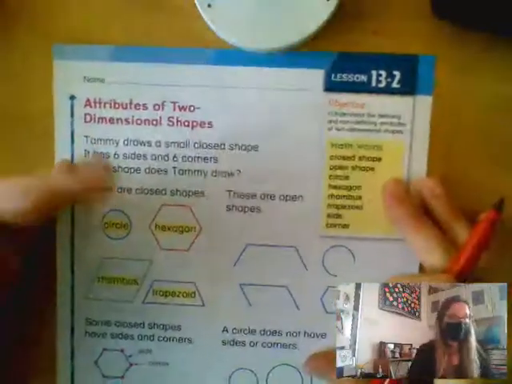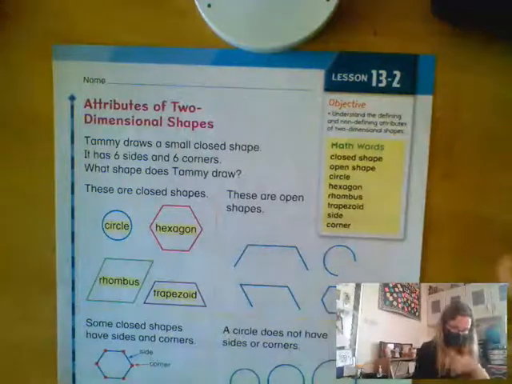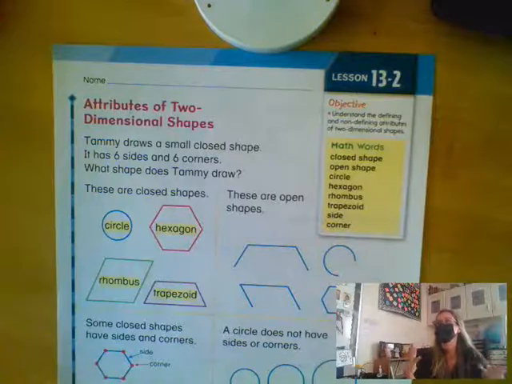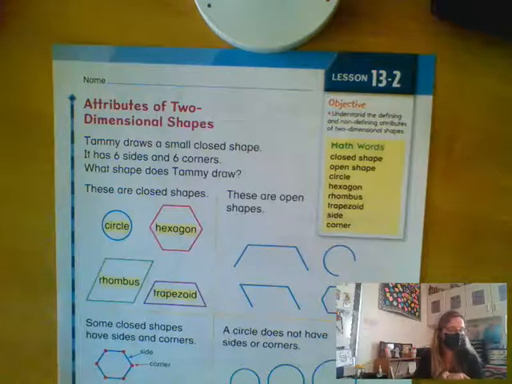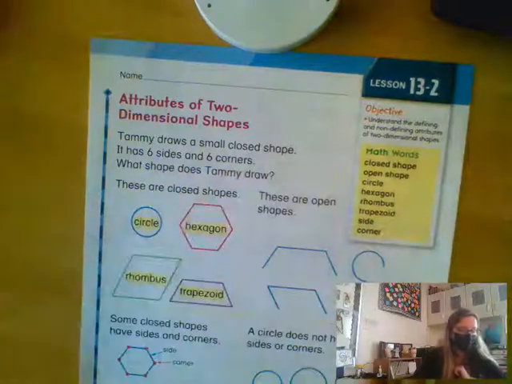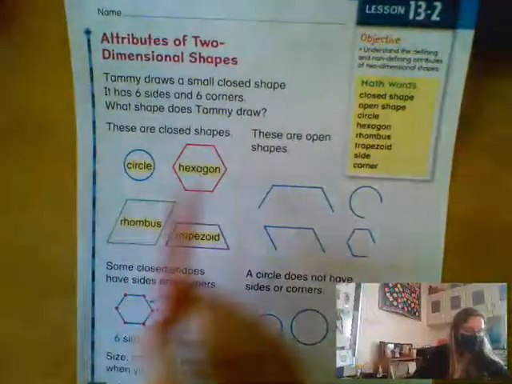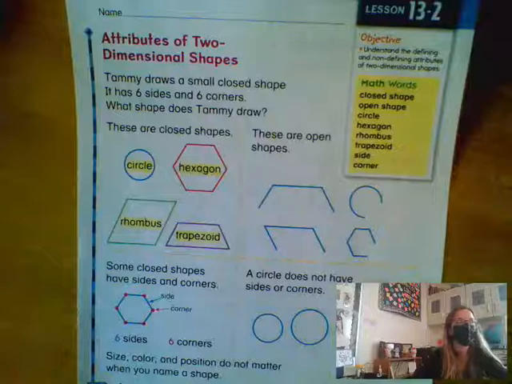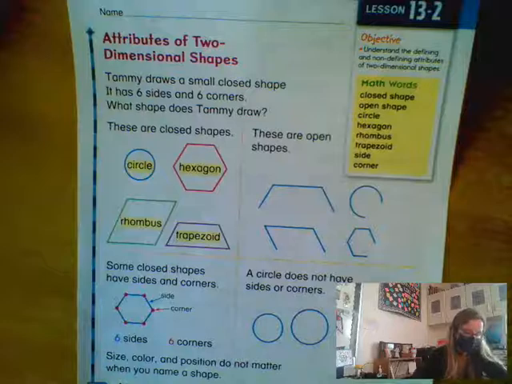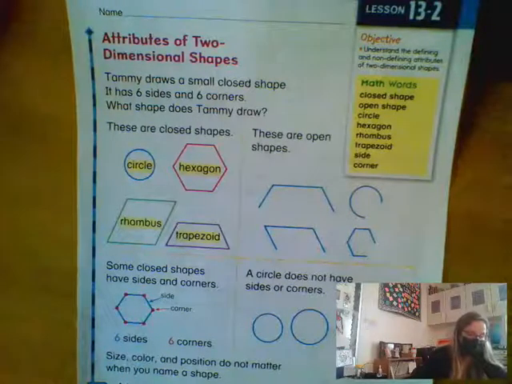All right, let's go on now to lesson 13-2. We're talking about attributes, which is a fancy way of saying the details about two-dimensional shapes. So Tammy draws a small closed shape. Her small closed shape has 6 sides and 6 corners. What shape does she draw? So here are our choices. Which one of her shapes has 6 sides and 6 corners? I should see all your hands up. Landon? The hexagon. Good job.